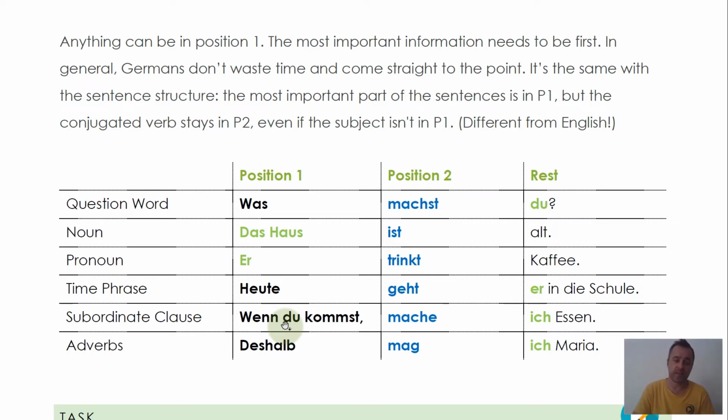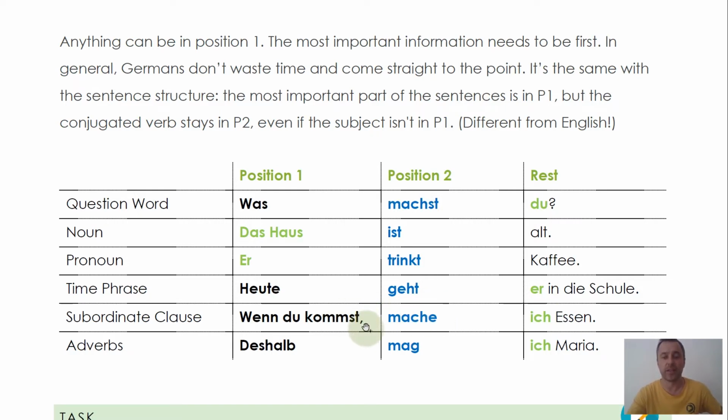If it's not just a single word, like a time word, it can also be an entire clause or phrase. For example, a whole subordinate clause. Wenn du kommst, mache ich Essen. So when you come or arrive here, I will prepare, word by word, make I food. Here, the entire clause is in the first position. That's why the subject again here is behind the verb, and this is still position 2.